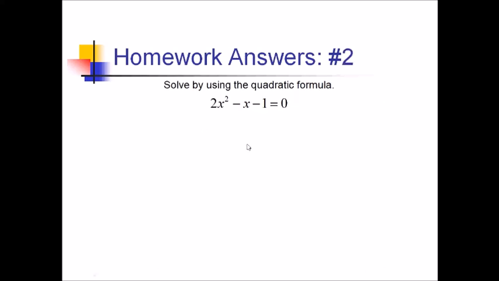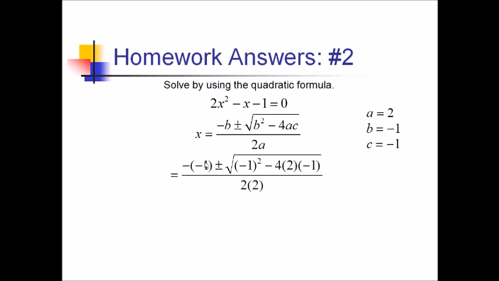For number 2, using quadratic formula, we see this is already in standard quadratic form. So here's our formula, and let's write out the a, b, and c. For a, we've got the 2 out in front. For b, we have an invisible -1. For c, we have a not-so-invisible -1. And let's plug it all in. So that's going to be -1 plus or minus square root of -1 squared minus 4 times 2 times -1 all over 2 times 2.